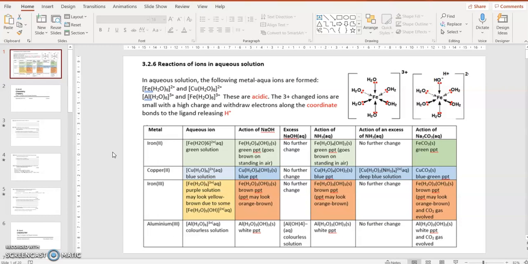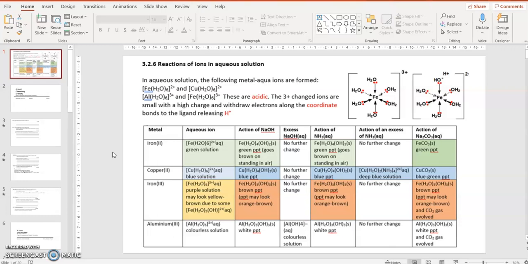What happens with ammonia? Well, ammonia is strange because most of the time ammonia forms ammonium hydroxide, and like sodium hydroxide, it can make OHs. So it makes NH3 and H2O, it makes NH4OH, ammonium hydroxide. So it acts like sodium hydroxide and makes the same things as sodium hydroxide.